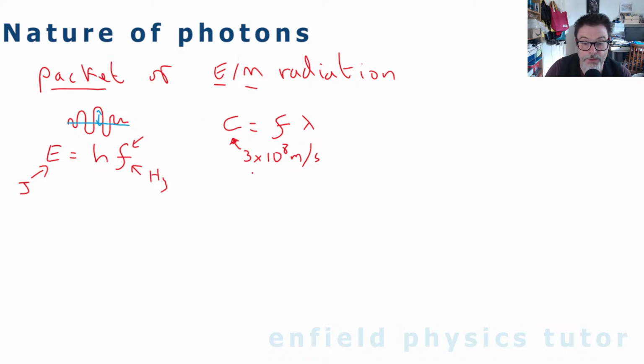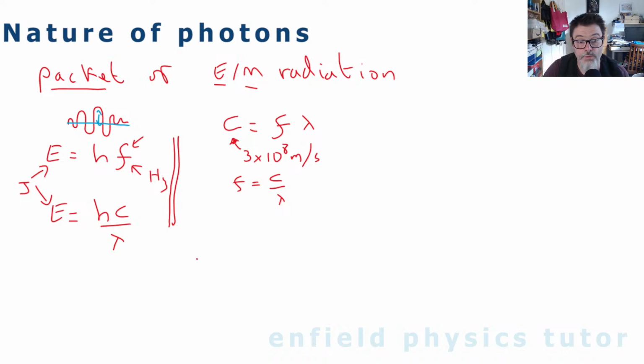So we can take this formula, rearrange it to get f equals c over lambda, and then put that into our formula for energy to get E equals hc over lambda. So these are two ways to write out the formula for the energy of a photon.